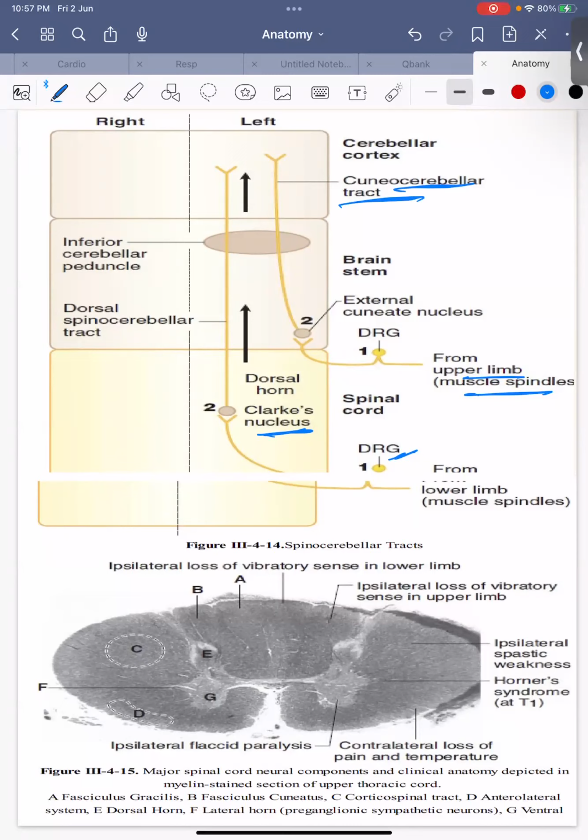So in this image, you can see there are lots of things. I told you the medial one is always the fasciculus gracilis. The lateral one in the dorsal column will be the fasciculus cuneatus. So fasciculus gracilis, fasciculus cuneatus, right? This is the corticospinal tract. This is the spinothalamic tract, which is more lateral. This is the dorsal horn of the spinal cord. E1 is the dorsal horn of the spinal cord. This is the anterior horn of the spinal cord, the G1.